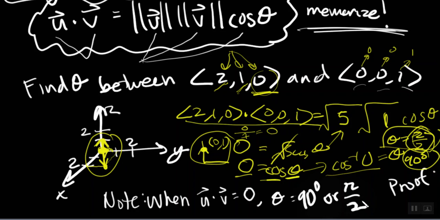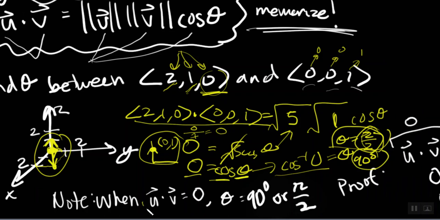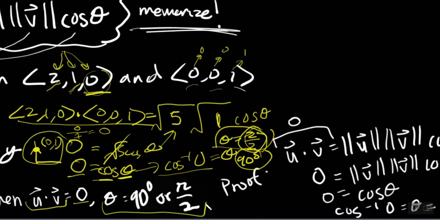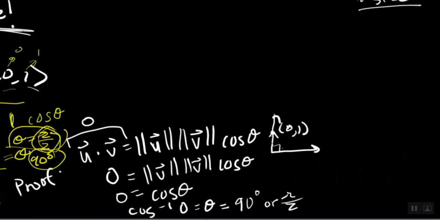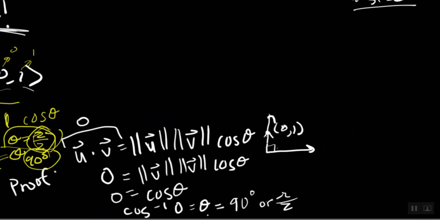So pretty cool, right? Now, there's actually a neat little trick. When the dot product of two vectors is 0, the angle between them instantly becomes 90 degrees, or pi over 2 radians. So here's the proof. Well, we kind of just proved it, but let's prove it again.